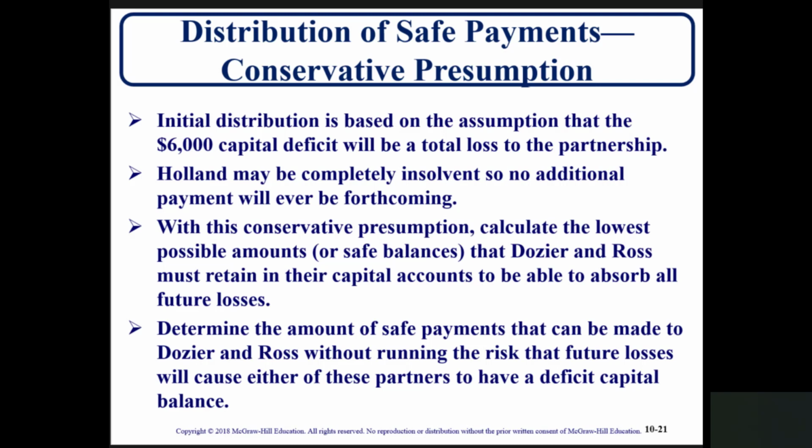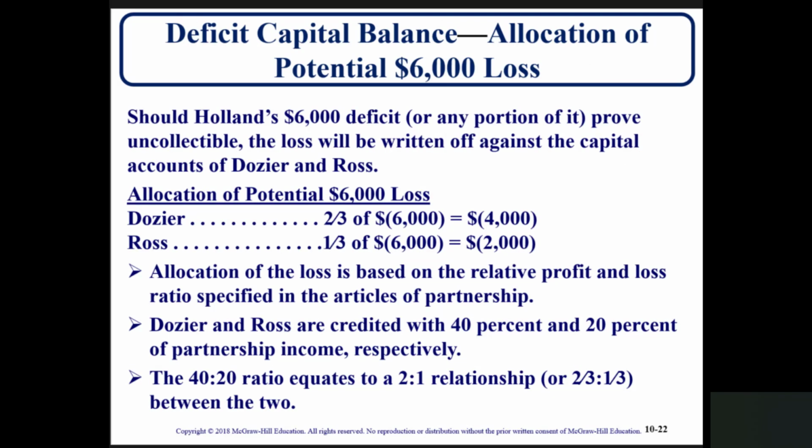So the initial distribution is based on the assumption that the $6,000 capital deficit will be a total loss to the partnership. So Holland may be completely insolvent, so no additional payment will ever be forthcoming. With this conservative presumption, calculate the lowest possible amount, or safe balance, that Dozer and Ross must retain in their capital accounts to be able to absorb all future losses. So determine the amount of safe payment that can be made to Dozer and Ross without running the risk that future losses will cause either of the partners to have a deficit capital balance.